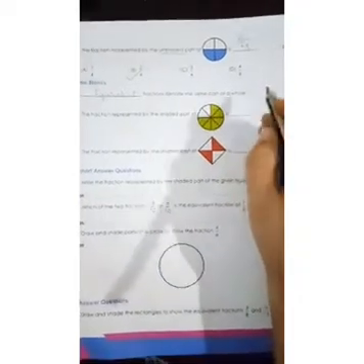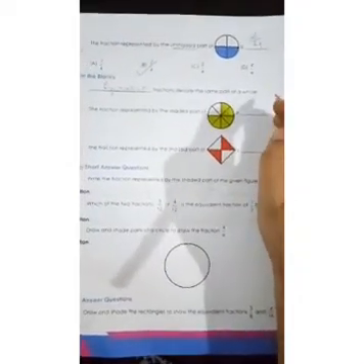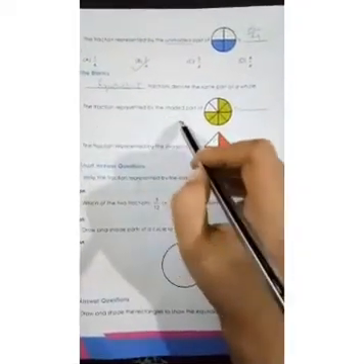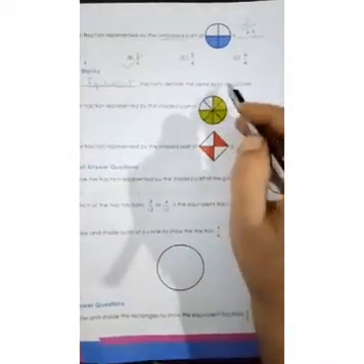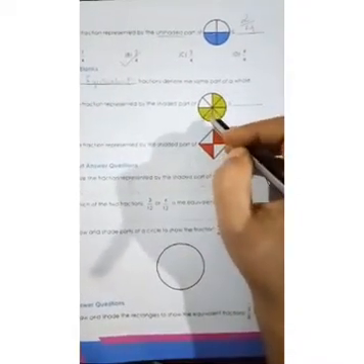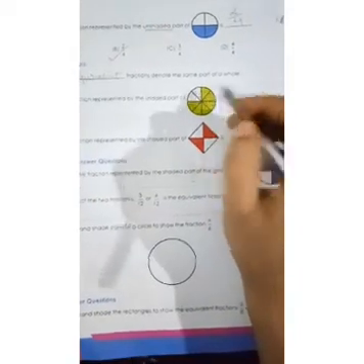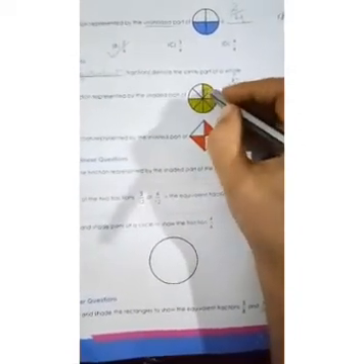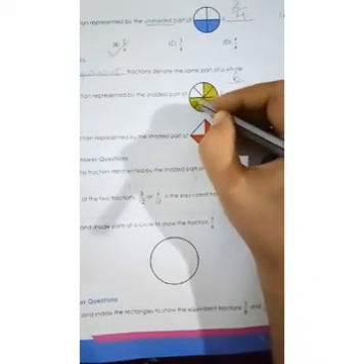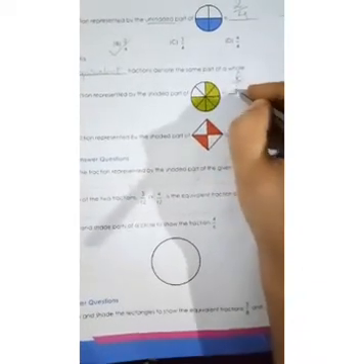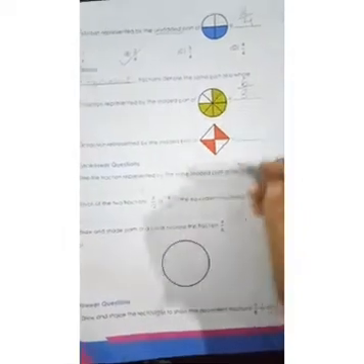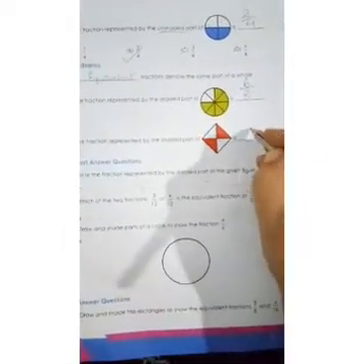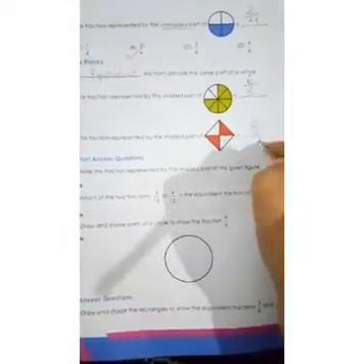Equivalent fractions denote the same part of a whole. The fraction represented by the shaded part is. Now how many shaded parts are there? 1, 2, 3, 4, 5, 6. 6 out of how many? 1, 2, 3, 4, 5, 6, 7, 8. 8 is the total number of equal parts. Okay. Similarly, this answer is 2 by 4.